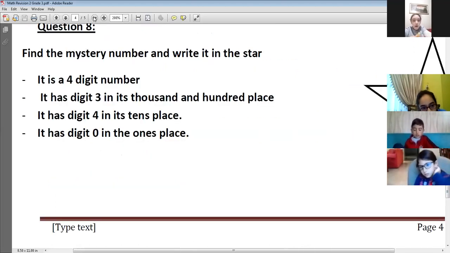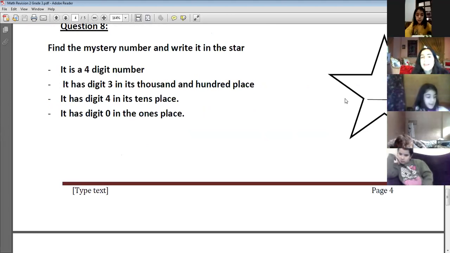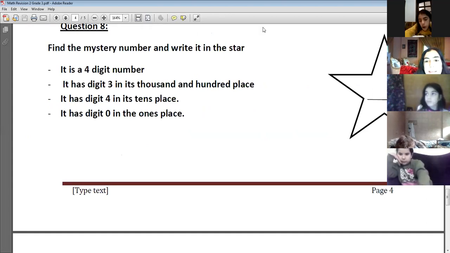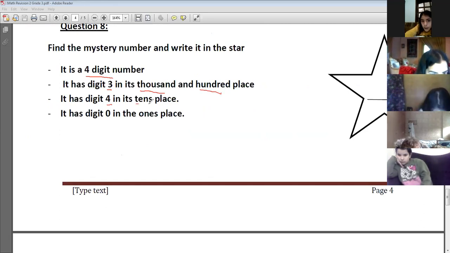Yalla, Lana. Lana will solve this mystery number. Find the mystery number and write it in the star. Okay, Lana? It has a 4-digit number. Yani, it's made up of 4 numbers. It has digit 3 in its 1,000th place. It has digit 4 in its 10th place and digit 0 in the 1st place. What is the mystery number? Write it in the star. Yalla.